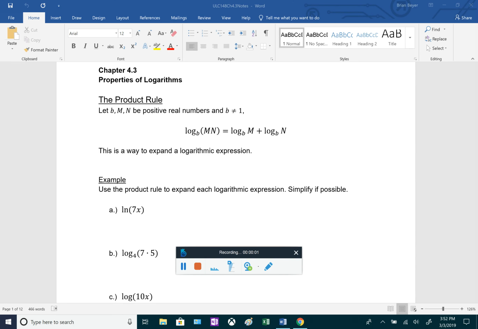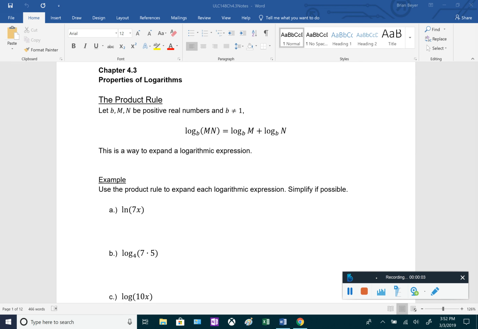In chapter 4.3, we're going to be looking at properties of logarithms. There are going to be three main properties: the product rule, quotient rule, and power rule. Then we're going to be using those rules to either expand or condense logarithmic expressions.